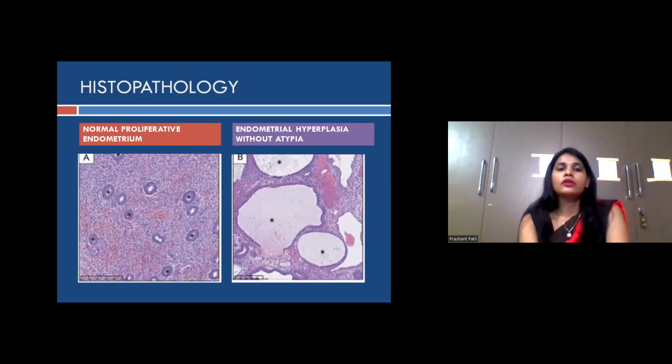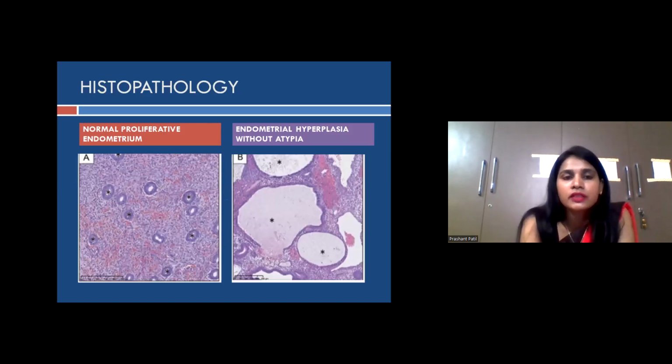Coming to the histopathologic pictures, this is a normal proliferative endometrium. We all know that during the proliferative phase, under the effect of estrogen, the gland cells look like this. We can see the gland and stromal ratio is quite nice, there is no increase in the ratio, and the glands are all normally organized.